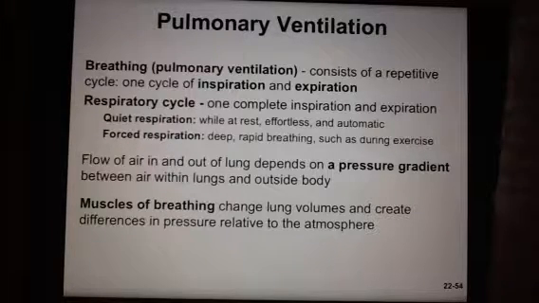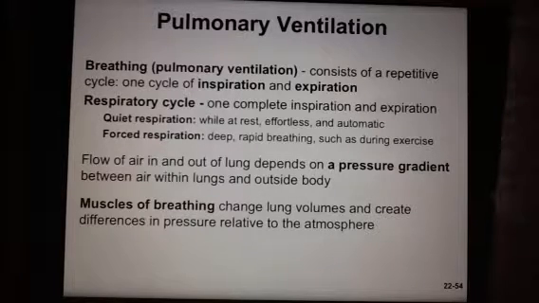There's two types of respiration. Quiet is while we're at rest and is automatic. We don't have to think about it or try. And forced respiration is the deep, rapid breathing that we have during exercise.